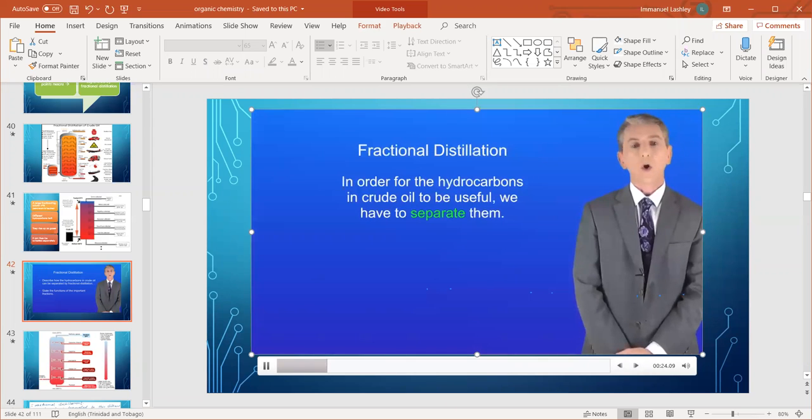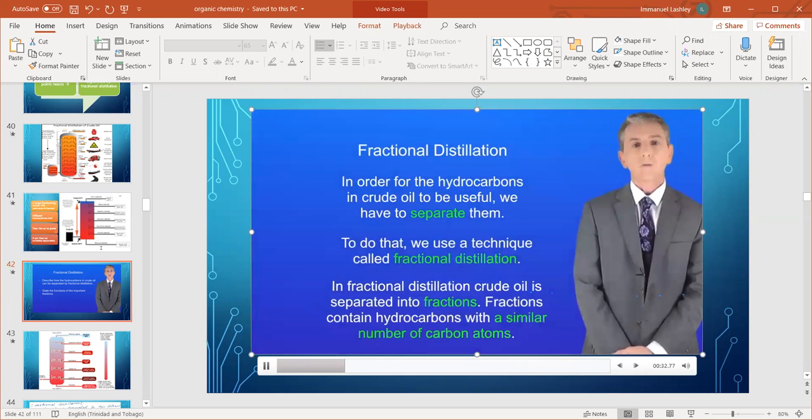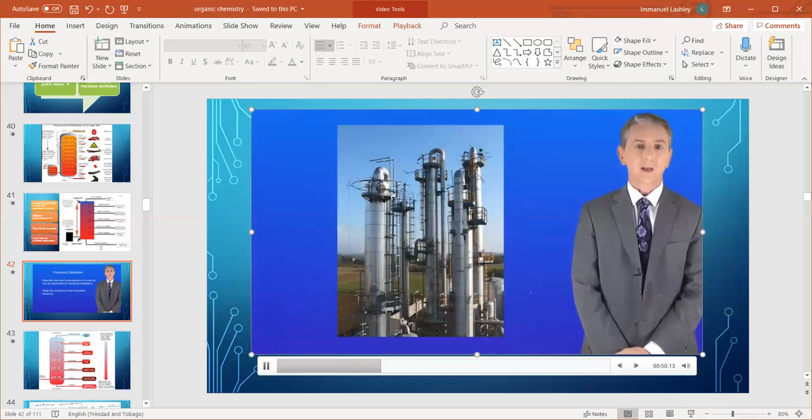Now, in order for the hydrocarbons in crude oil to be useful, we've got to separate them. And to do that, we use a technique called fractional distillation. In fractional distillation, crude oil is separated into fractions, and fractions contain hydrocarbons with a similar number of carbon atoms. Now, it's really important that you learn the stages of fractional distillation. This often comes up in an exam question. Fractional distillation takes place in very large columns, such as these ones, which we find in oil refineries.